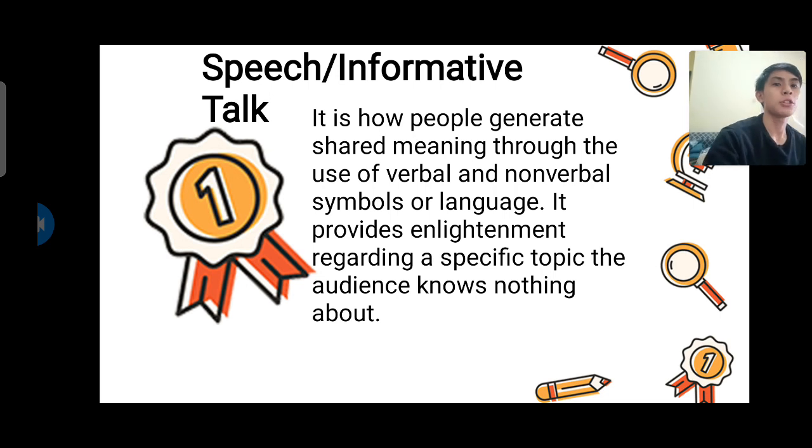It is how people generate shared meaning through the use of verbal and nonverbal symbols or language. To put it simply, speech or informative talk is the action to share knowledge or information to others through verbal and nonverbal language. It provides enlightenment regarding a specific topic the audience knows nothing about.